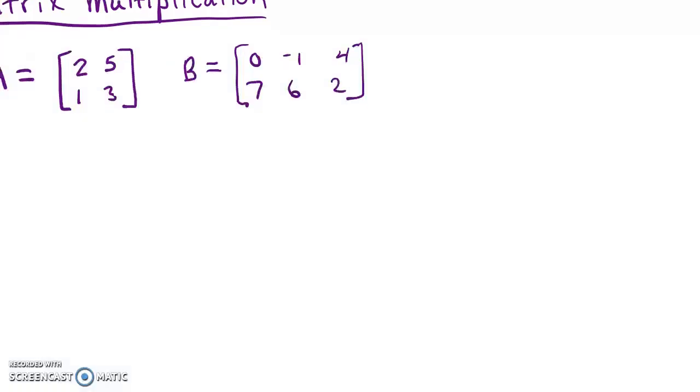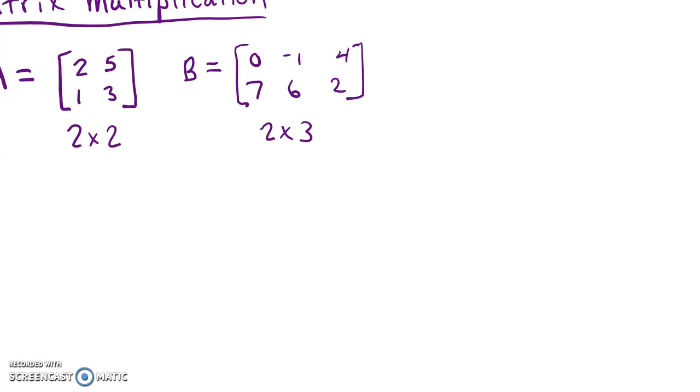When you multiply two matrices, the first thing you have to check is their size. Matrix A in this example is a 2 by 2. Matrix B in this example is a 2 by 3. So remember, when we multiply, we're going to take a row like 2, 5 and multiply it by the numbers in the columns like 0, 7.